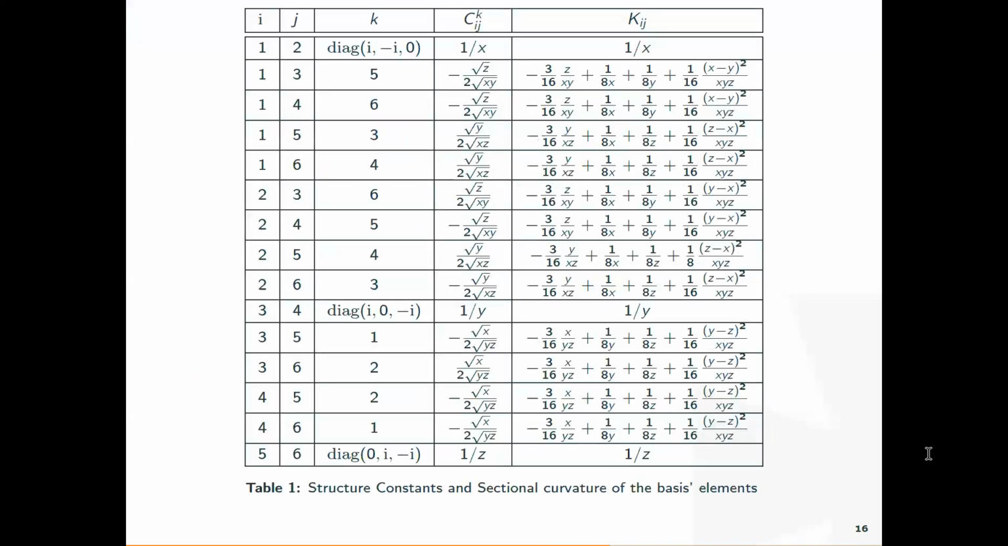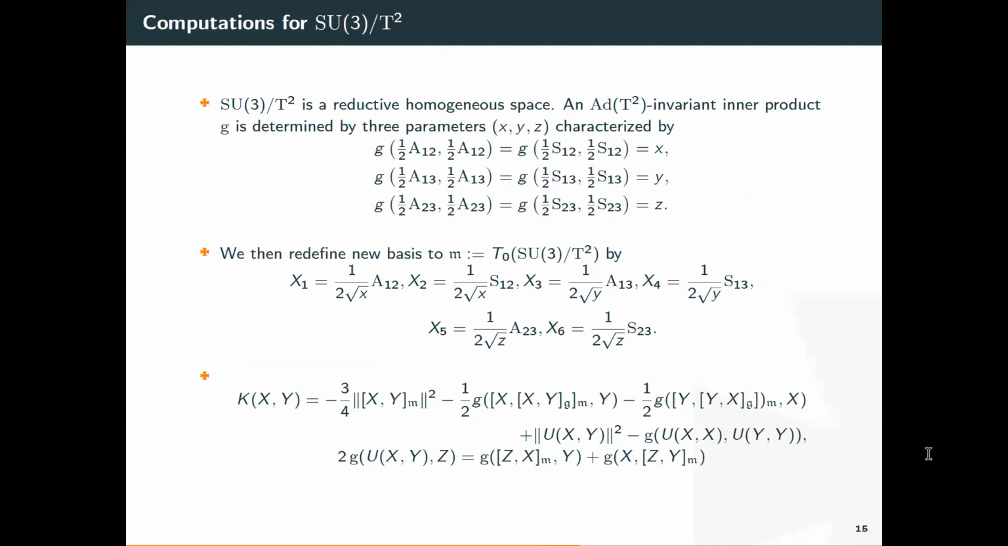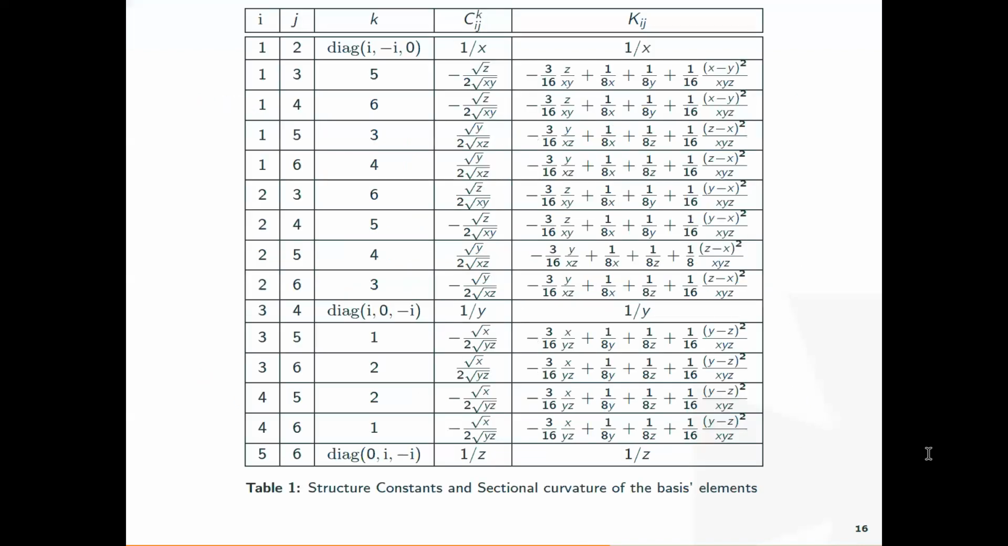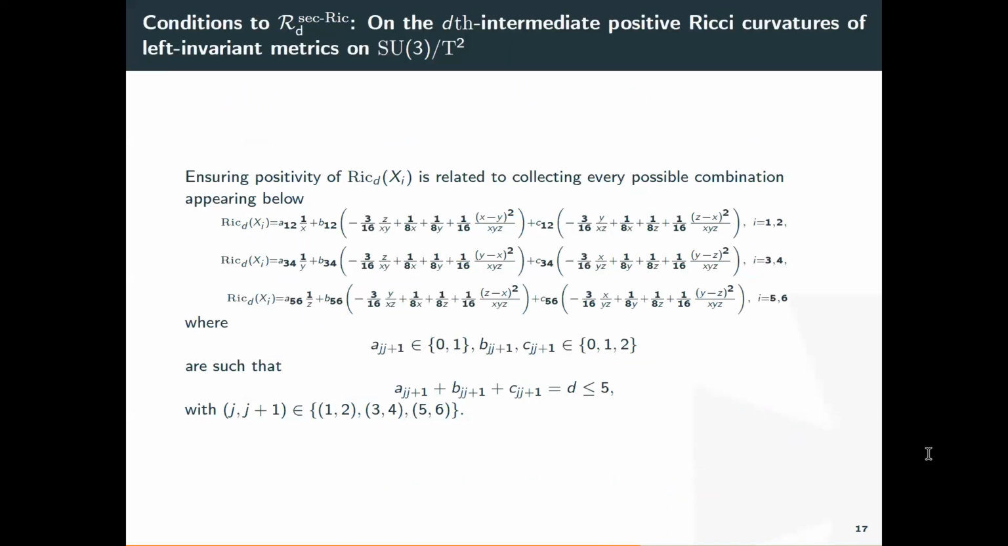So to summarize, I think I'm just going to skip it here. But the point is that we were able to show a particular basis for the tangent space at the origin of this Wallach flag manifold, and we did a lot of computation. We can put up the tables with the sectional curvatures, the structure constants, everything, and we were able to write down the Ricci and intermediate curvature notions just in terms of some coefficients.